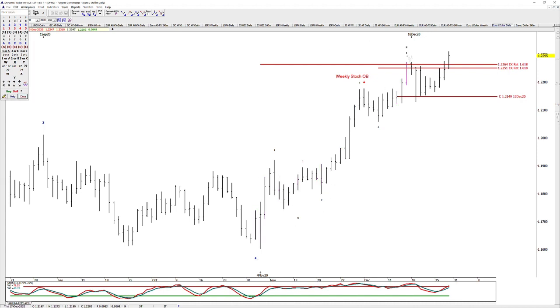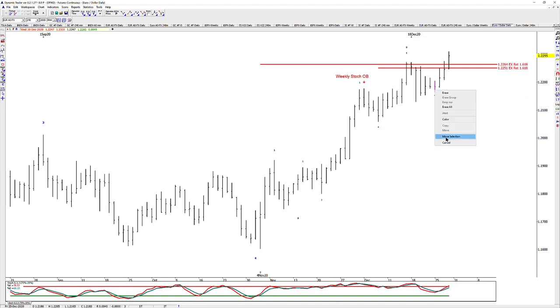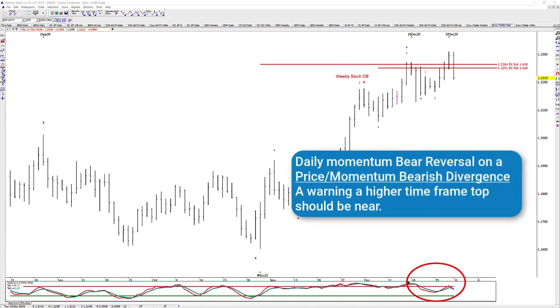1, 2, 3. This must be some kind of 4 if that's the case. Take that out. So it's either a 4 there or coming back probably. Something along those lines. And now we're looking to finish off this section, which should finish off the higher time frame trend. So let me add some more data on here. As of the last bar in the chart, we just made a daily momentum bear reversal. And what is this? This is on a price momentum bearish divergence, new high in price, lower high in momentum. That's fairly significant. It's at least warning us that a top is being made.